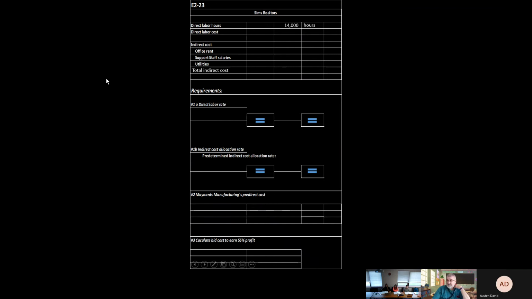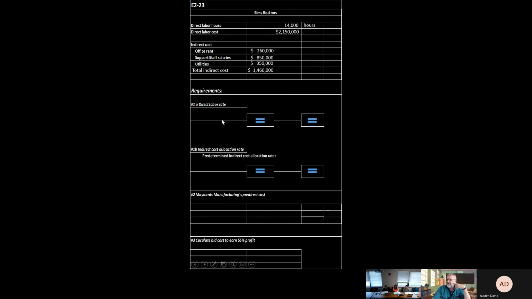The hours is going to give us our labor rate. Oops, I didn't mean to click that. Okay, so real quick, this is all the information that's in the story problem, that's at the top here. I just put it in the spreadsheet.